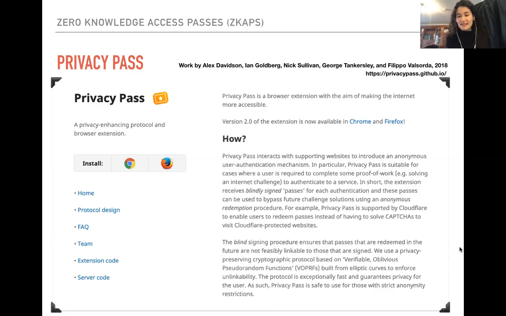So how come the zero-knowledge access passes actually got to be used? There was another work, which is called Privacy Pass, which is work by Alex Davidson, Ian Goldberg, Nick Sullivan, George Tankersley, and Filippo Valsorda from 2018. And this work was done by Cloudflare. And Cloudflare had another problem they wanted to solve, actually.